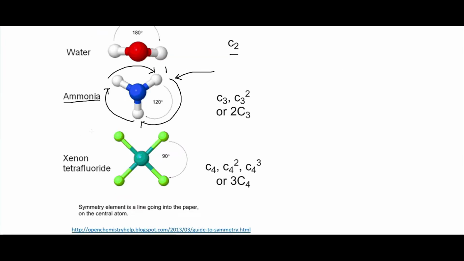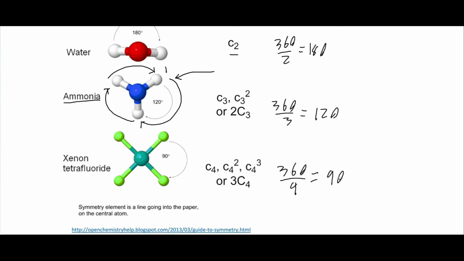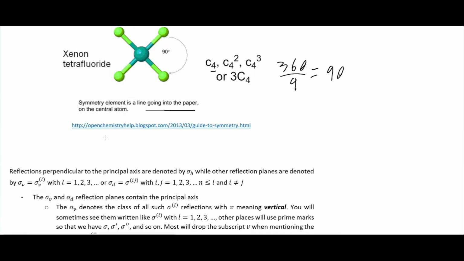And then we can have the C4, which is just a 90-degree rotation, because we have 360 divided by 2 is equal to 180. We have 360 divided by 3 is equal to 120. And we have 360 divided by 4 is equal to 90. And so that's what these numbers here actually mean. And so yeah, the symmetry element is a line going into the paper, sort of sticking in and out of our screen here. So those are some of the rotations.